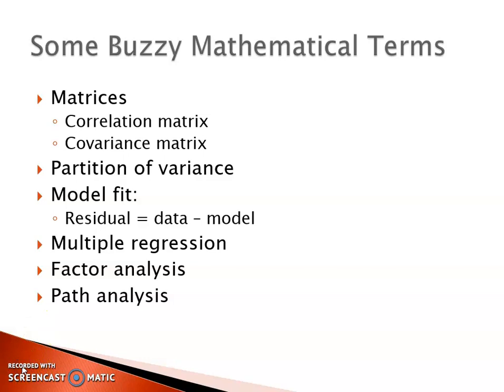And once we have the observed matrix and the model implied matrix, the comparison between the two will give us the model fit. And the keyword there is residuals. Residuals are the differences between the observed matrix from the data and the model implied matrix from your theoretical propositions.